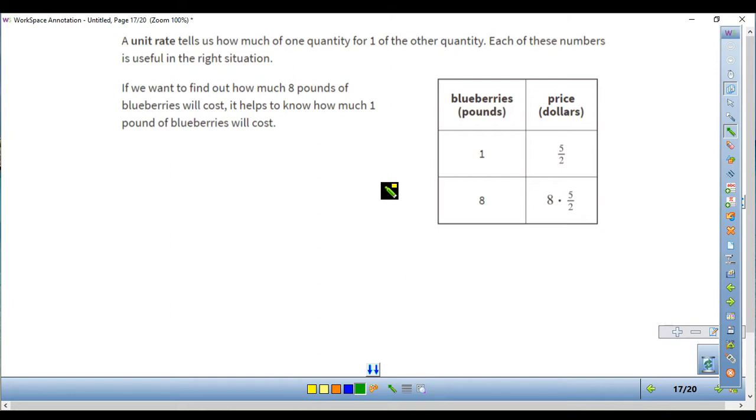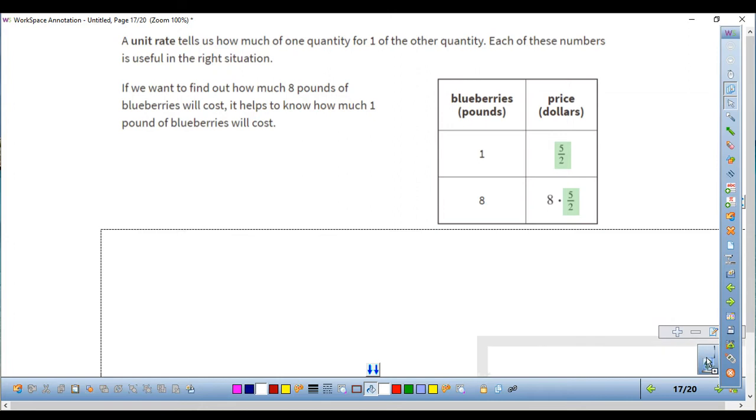So we have an example here involving blueberries and price. If we want to find out how much 8 pounds of blueberries will cost, it will help to know how much 1 pound costs. So we're told that 1 pound is equal to 5/2 or $2.50. So therefore we could multiply by 8. So we could do 8 multiplied by 5/2. So that's our multiplier here, because it's our unit rate. And that could be useful in some situations.